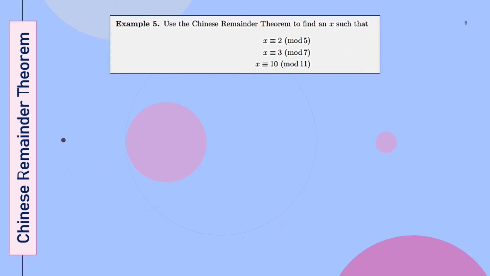Let's have this example. Use the Chinese Remainder Theorem to find an x such that x is congruent to 2 modulo 5, x congruent to 3 modulo 7, and x congruent to 10 modulo 11. So how do we solve this one?